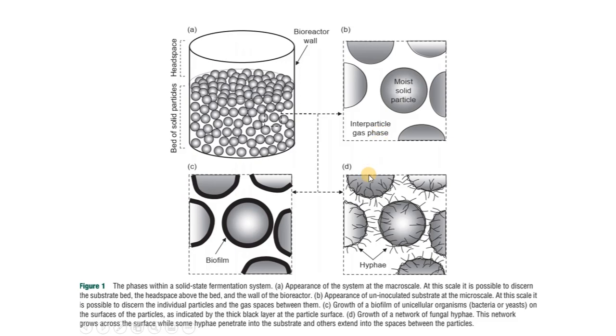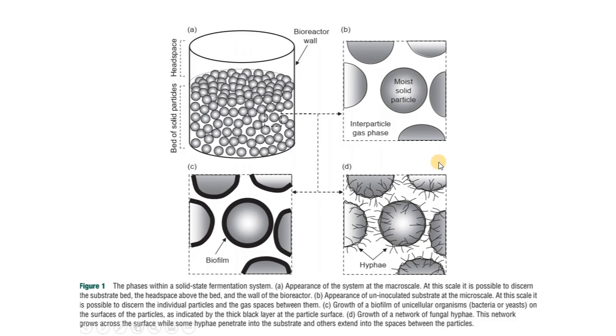So next one is D. D is nothing but growth of a network of fungal hyphae. If you're using a fungus as your organism, it will form like this. That means the complete solid moist bed, or otherwise the particle, is completely coated with the fungal hyphae, and this network grows across the surface. While some hyphae penetrate into the substrate and others extend into the spaces between the particles, sometimes it may grow very fast on the surface itself.